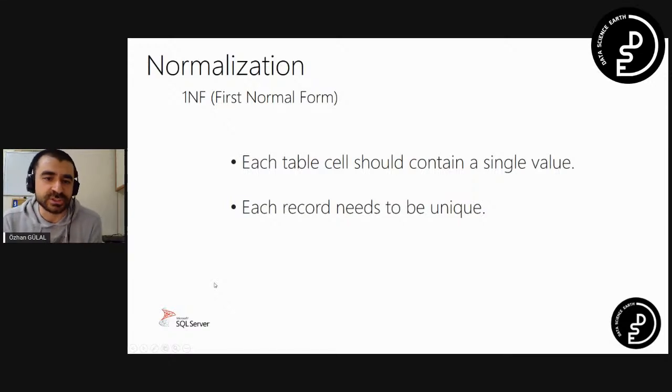In normalization, the first normal form means each table cell should contain a single value. You cannot have redundant different values inside a cell. Only one value should be inside one cell. It must be unique. Each record needs to be unique. If you see redundant data, it will probably become a performance problem a couple of months or a couple of years later. It depends on the size of your data.